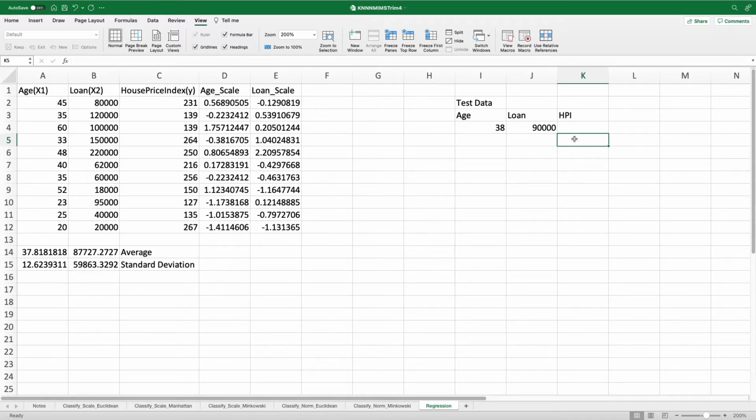Okay, now we need to scale this also, right? Scale these values also: is equal to open bracket X minus mean divided by standard deviation. Similarly, is equal to open bracket Y minus mean divided by standard deviation. We have scaled the data.